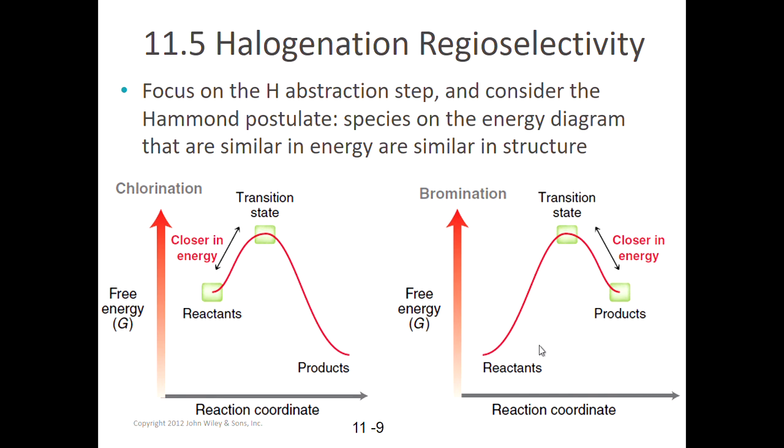So what's going to help us explain this is the Hammond postulate, which we kind of glossed over last semester because we didn't have any good examples to illustrate its importance. I didn't want to focus a lot of time on it if there wasn't the opportunity to apply it in a way that would help you remember. But now we have that opportunity. So the Hammond postulate tells us that if two species on the same energy diagram are similar in energy, then they're also similar in structure.